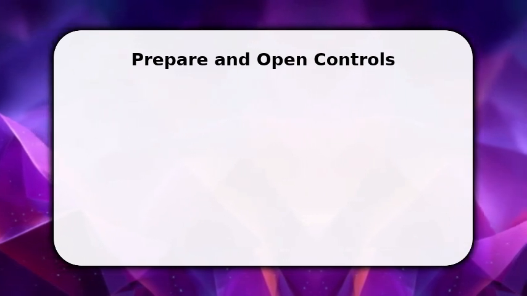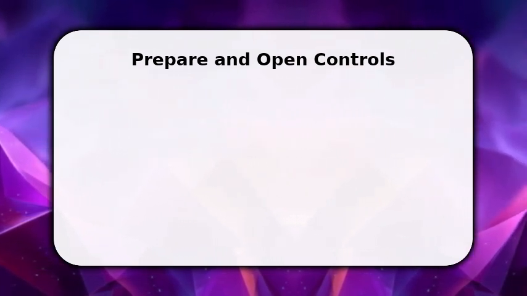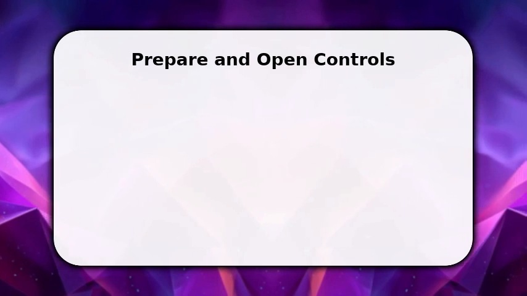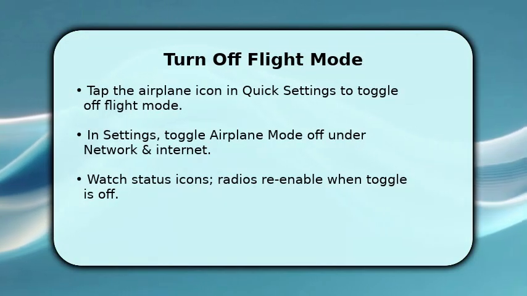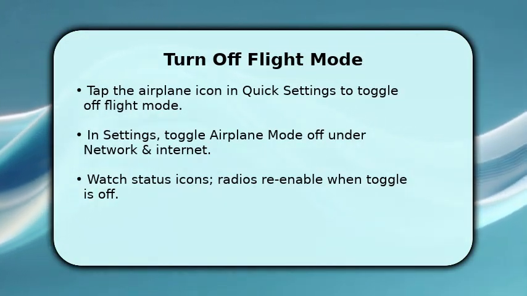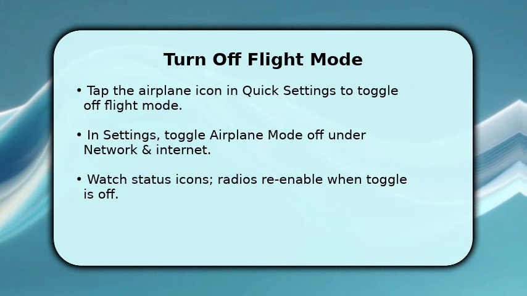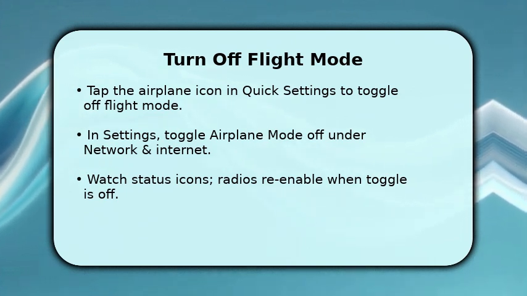Now disable flight mode. Tap the airplane icon in Quick Settings once to toggle it off. If you use Settings, flip the airplane mode switch under Network and Internet. You should hear or feel nothing, but the phone will re-enable radios.